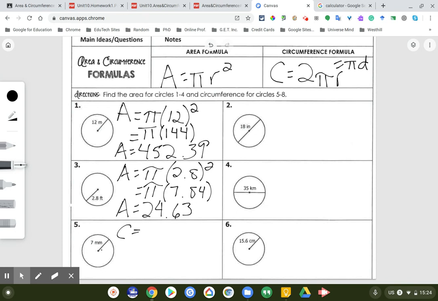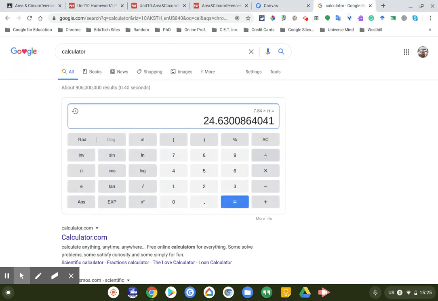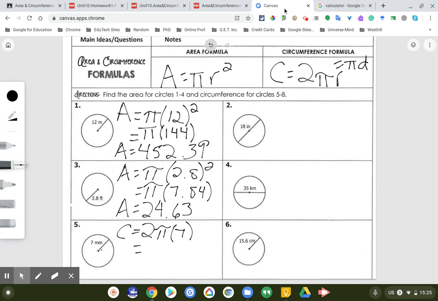C equals 2 times pi times r. Our r is 7. So 2 times pi times 7 equals 43.98. Okay, so there are the answers basically for 1, 3, and 5.